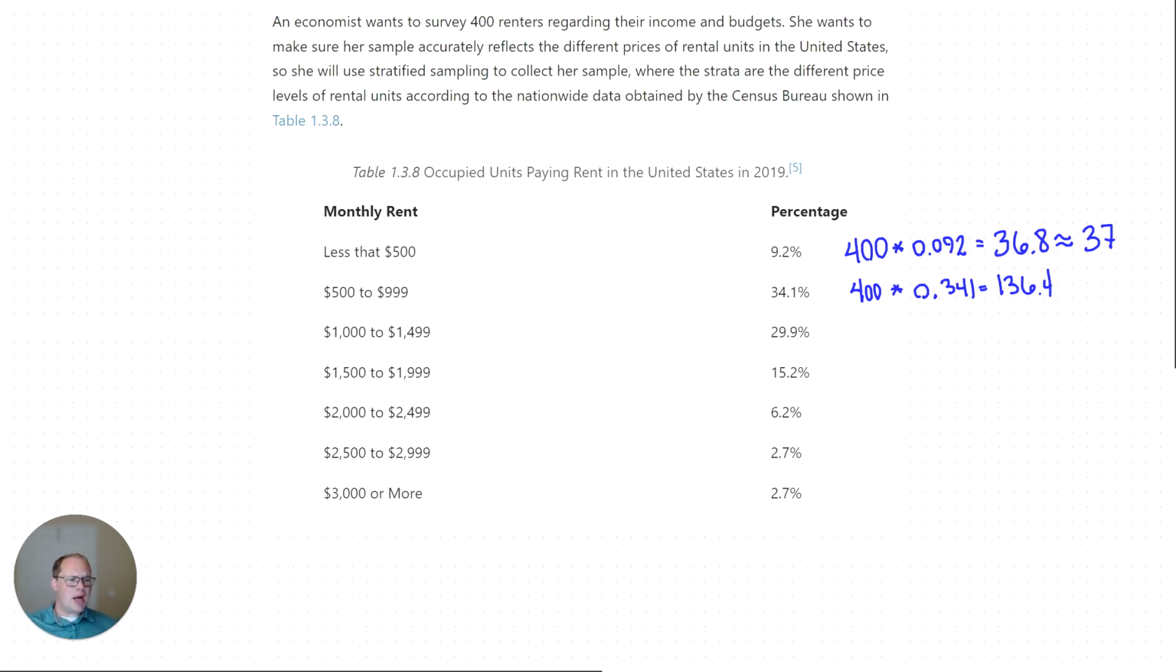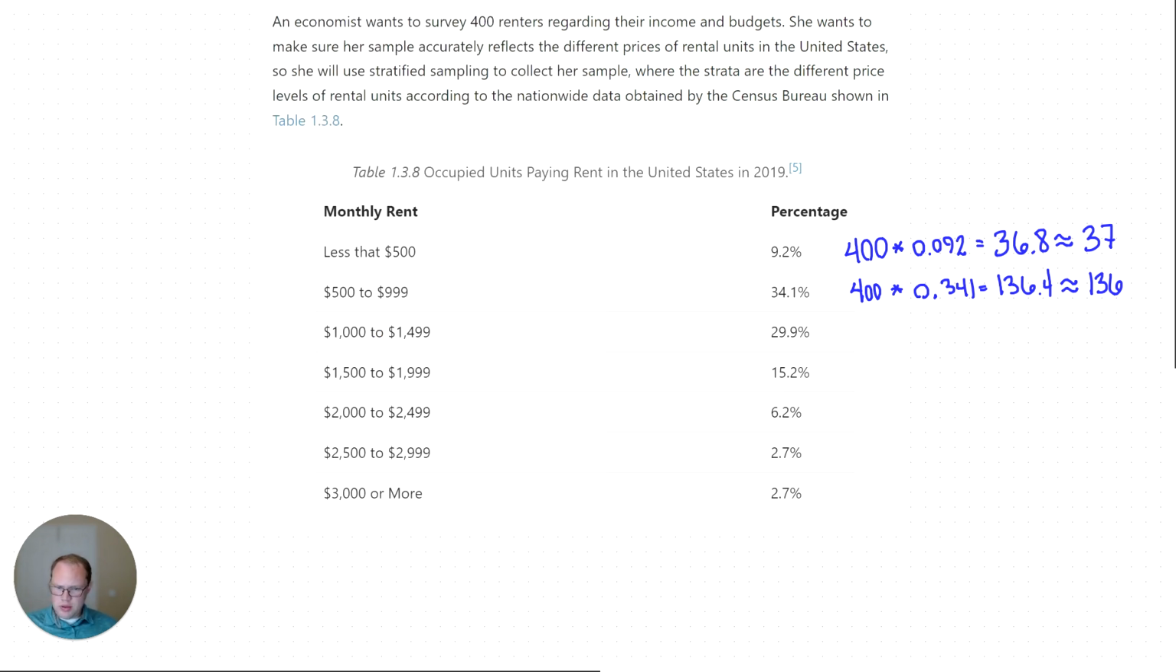Now we have the same problem here as we did in the last problem. We can't interview 136.4 people. The 0.4 is the problem, so we need to round this to the nearest whole number. We can only actually have a whole number of people. So 136.4 is a little closer to 136 than 137. So I round it to 136.